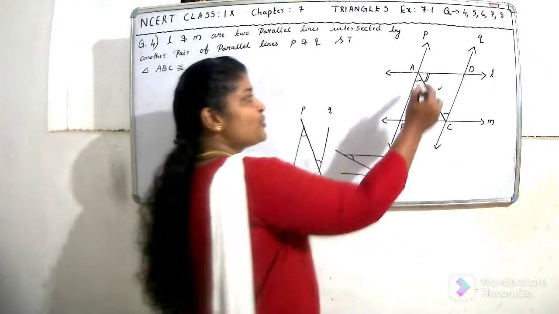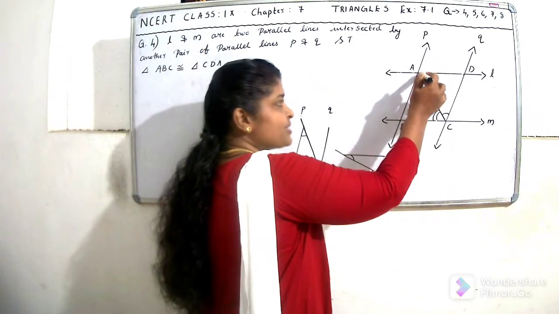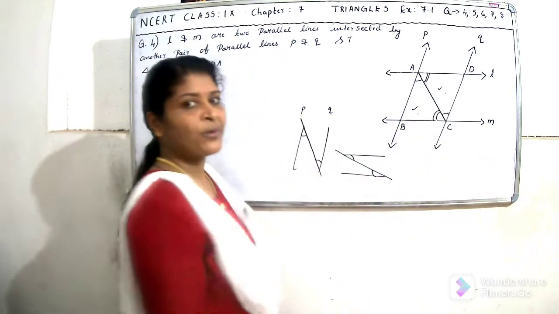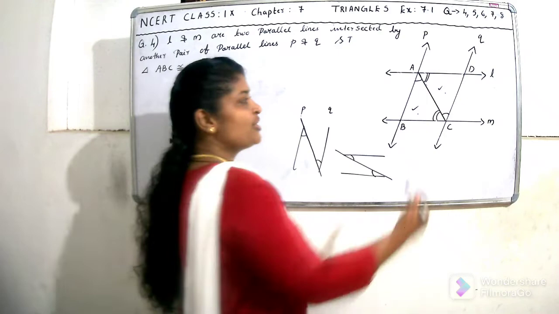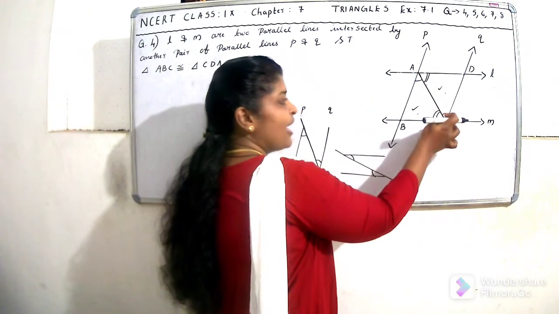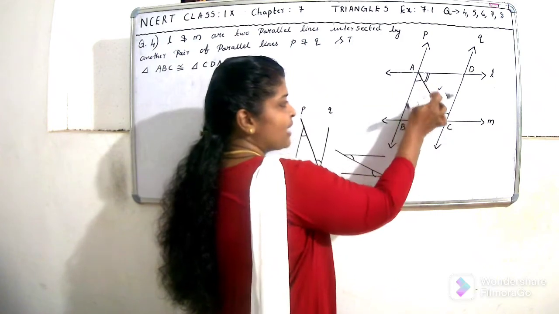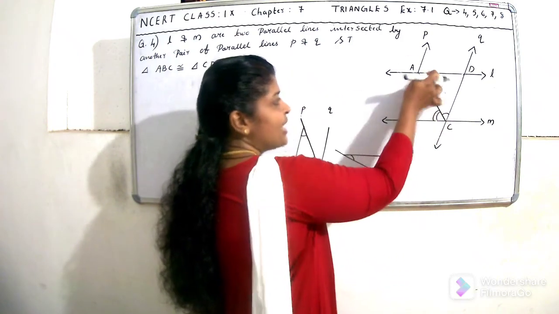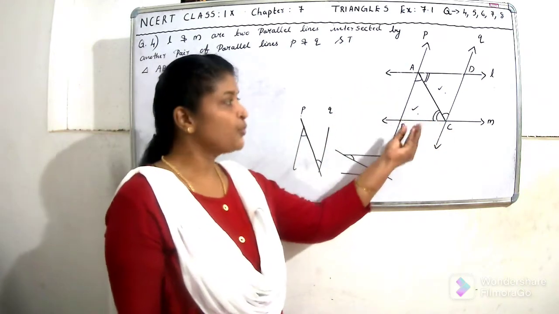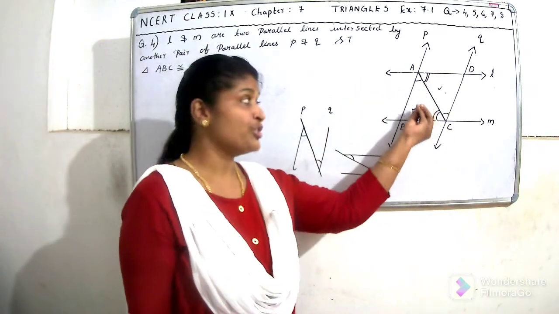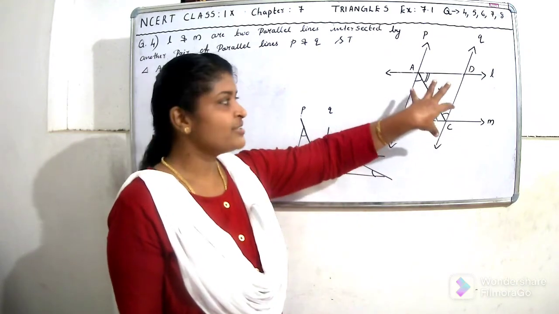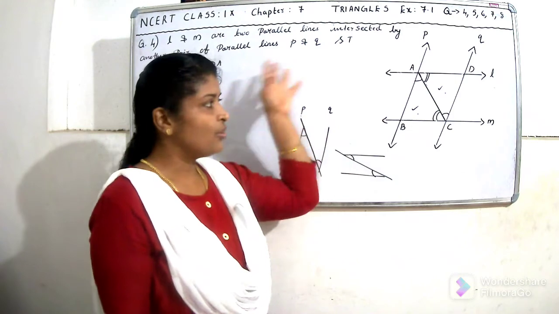Now we look at the third side, that means this side, which is common for this angle and this angle. So what all did we get? Two angles and a side: angle, side, angle. Because of that congruency, we can prove that these two triangles are congruent.